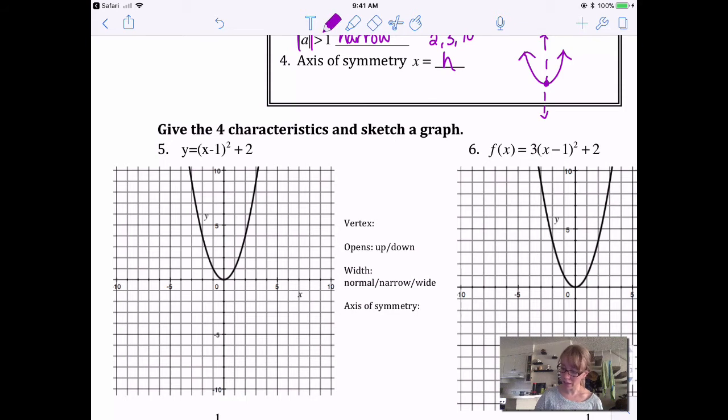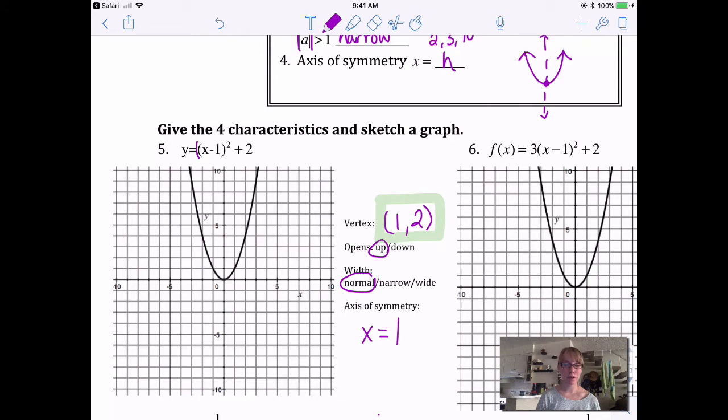So first of all, I'm looking at the vertex. Vertex is h comma k. My h is 1. I've got to change the sign. It was negative. Now it's positive. And my k is 2. Then I look out in front. My number out front of the parentheses is 1. That's positive, so it opens up. My width, again, it's 1 out in front, that a value. So my width is normal. And for axis of symmetry, I'm going to match with my x value. So it's going to be a vertical line through x equals 1.